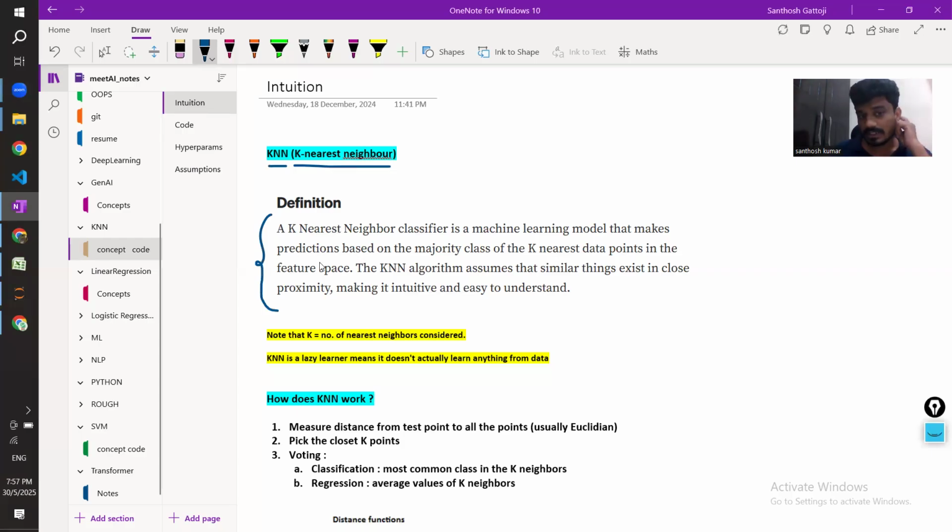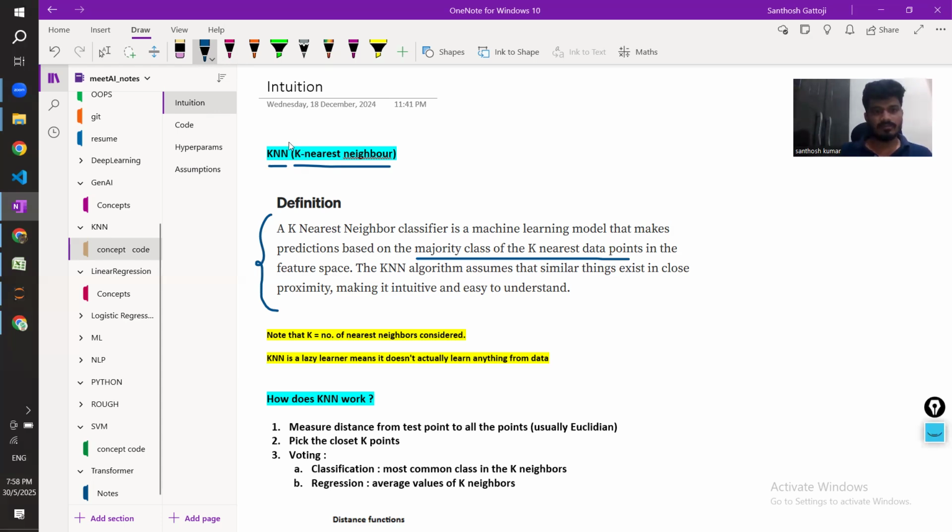The predictions are based on the majority class of the K nearest data points. K here is a number, a hyperparameter. That means you can tune it and find out the best value. Whenever we say hyperparameter, there is no fixed value. Just like in the previous session, we saw the SVM C hyperparameter. By default it might be one, but there is no rule that it should always be one.